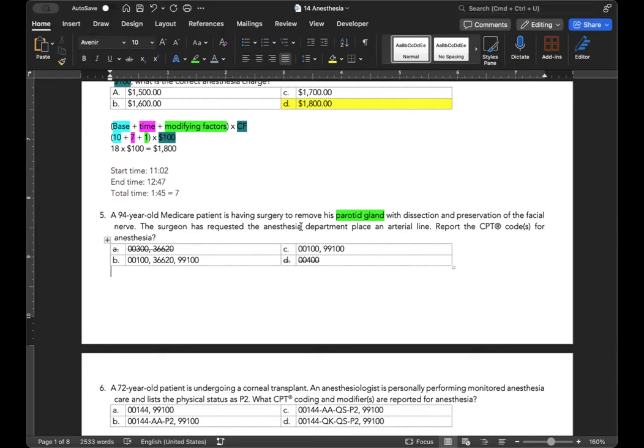So if the surgeon is requesting that the anesthesia department places your arterial line, then according to our anesthesia guidelines, everybody flip to page 64. In the second paragraph, it's your very last sentence. It says unusual forms of monitoring, such as intraarterial, central venous, and Swan-Ganz catheter, are not included, meaning we can report those separately. So if the anesthesia department places that arterial line, then we can report that separately because that is not considered a usual form of monitoring.